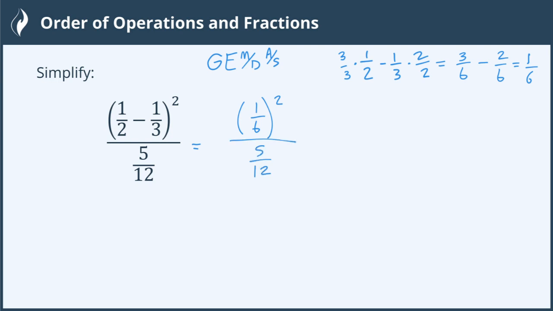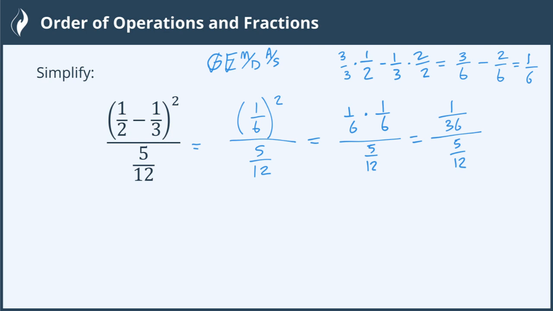Okay, so I've taken care of my grouping symbols. So my next step is to do exponents. I do have an exponent, so I'm doing 1/6 squared. In other words, 1/6 times 1/6. So 1/6 times 1/6, I'm just going to rewrite it a little bit differently. I'm going to multiply numerators. 6 times 6 in the denominator is 36, and I'm dividing that by 5/12. So I'm done with my exponents.